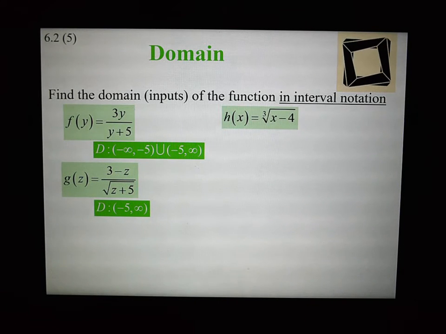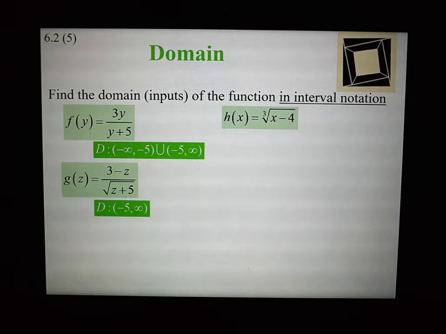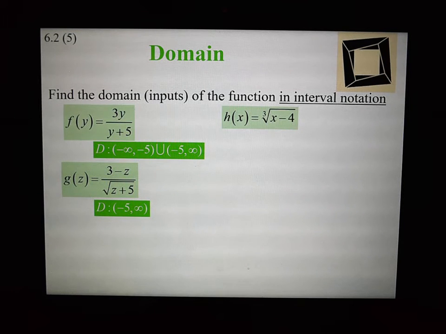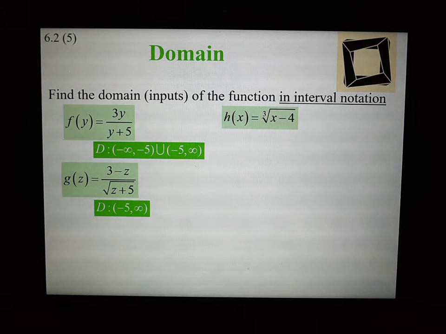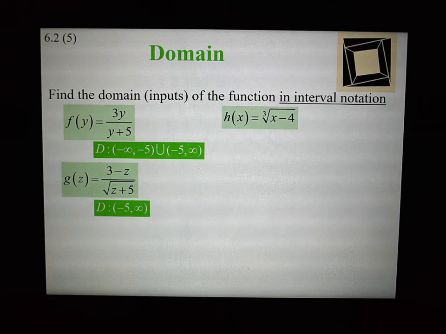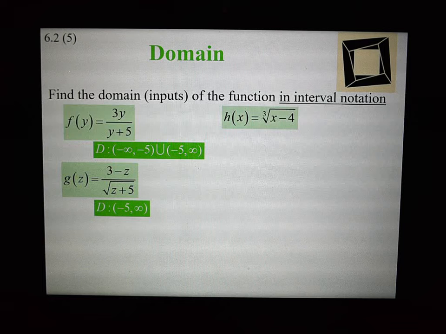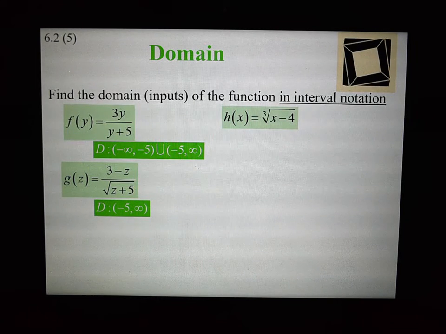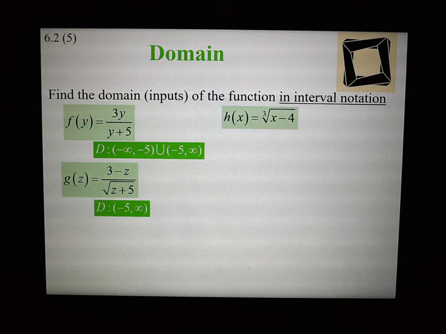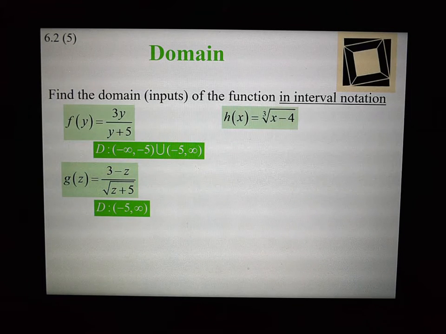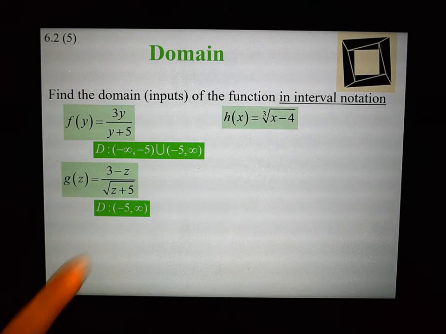Let's try something deeper. What about this one? H of x is equal to the third root of x minus 4. With your partner, discuss. Sub, press pause. When they're ready. Here we go.